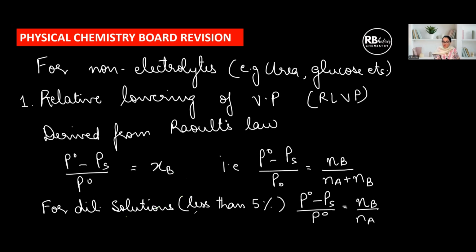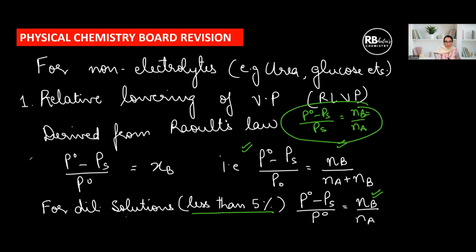Okay, and for dilute solutions which are less than 5% concentrated, the formula applied can be (P naught minus Ps) upon P naught is equal to Nb upon Na. Otherwise, the formula for every solution is this. Don't use this formula in boards. Please avoid using this formula for boards. This is only for JEE. Don't use it for boards. Okay.